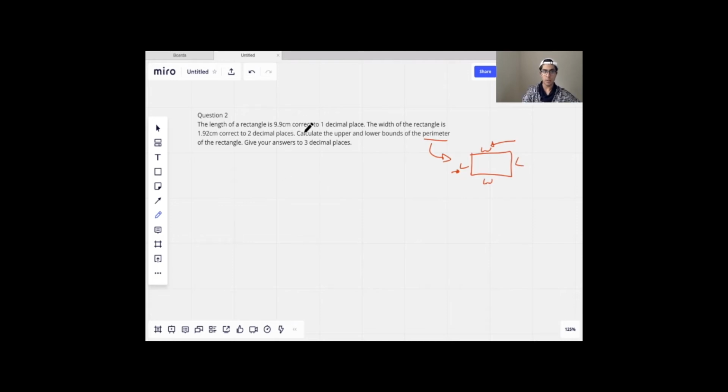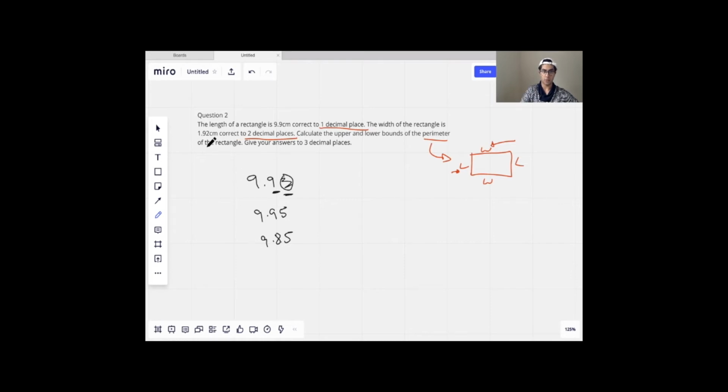So 9.9 is correct to 1 decimal place, and this is correct to 2 decimal places. I'm going to underline those. 9.9 cm is correct to 1 decimal place, so this is the digit that could be changing. It could be anything as large as 9.95, because it's 1 decimal place and we consider whatever comes up in this spot here, or it could be anything as small as 9.85.